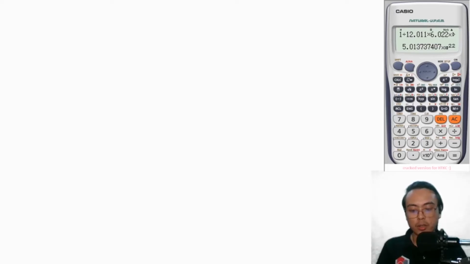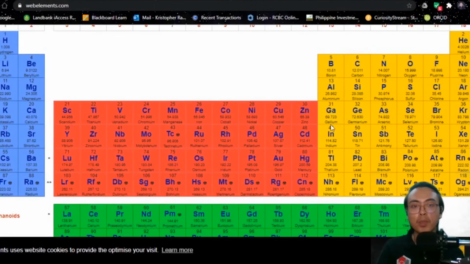Your given is H2O. Again, you have 2 atoms of hydrogen and 1 atom of oxygen. Let's look at the periodic table for the molecular weights. For oxygen, the molecular weight is 15.999 grams per mole. And for hydrogen, the molecular weight is here, 1.008 grams per mole.